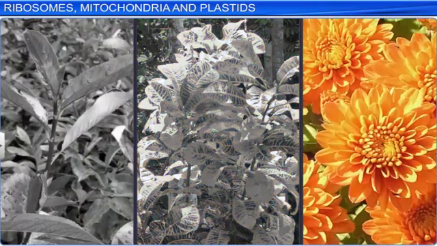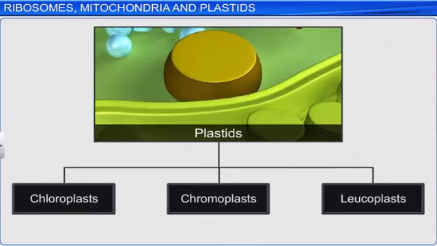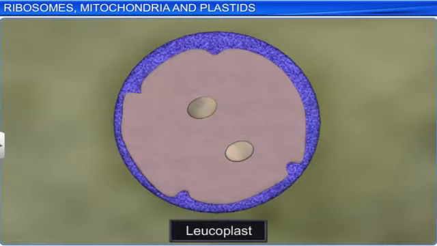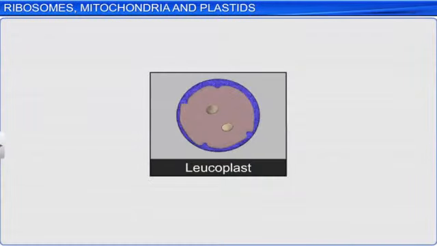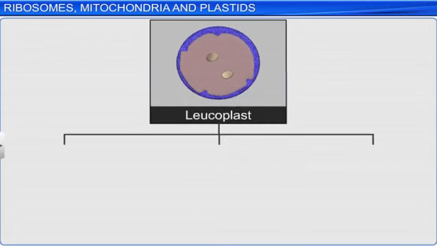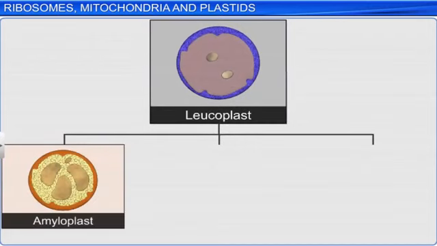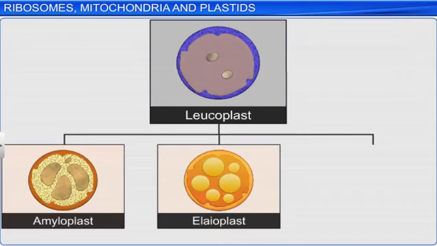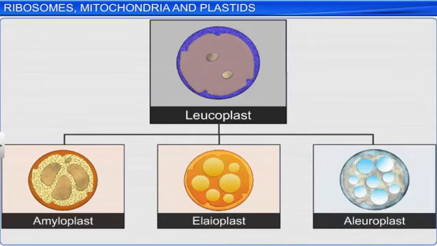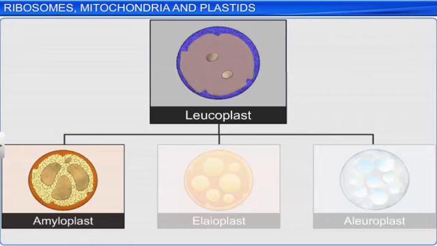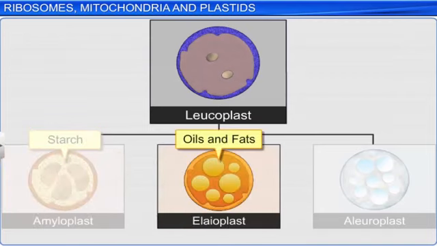The third type of plastids, leucoplasts, are colorless plastids that store nutrients such as carbohydrates and fats. Based on the type of nutrient stored, leucoplasts can be classified as amyloplasts, eleoplasts, and aleuroplasts. While amyloplasts store carbohydrates such as starch in potato, eleoplasts store oils and fats. On the other hand, aleuroplasts, which are usually found in food grains, store proteins.